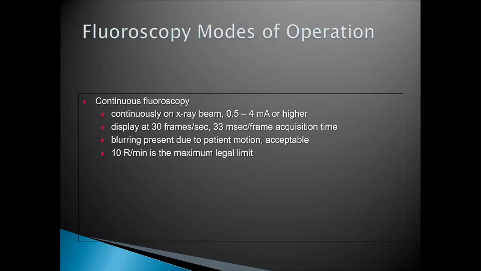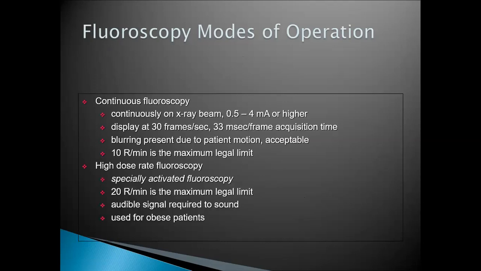So for the fluoroscopy mode of operation, you have basically two main modes of operation. You have the continuous fluoroscopy, which uses a current of about 0.5 to around 4 milliamperes. Then we have the display at 30 frames per second. That means for one frame, we are going to spend 30 milliseconds.